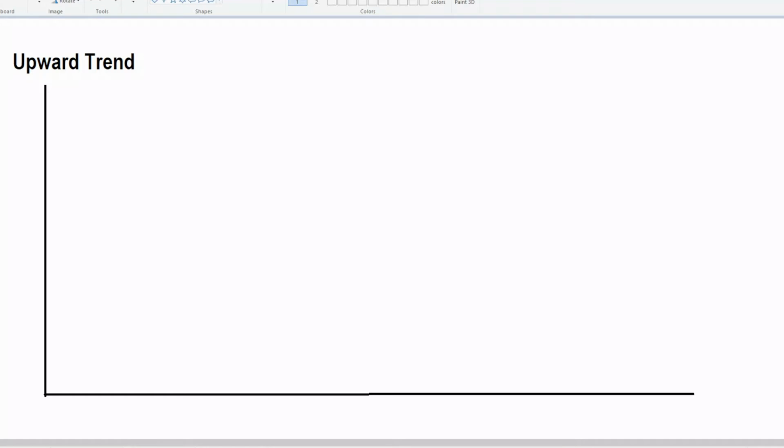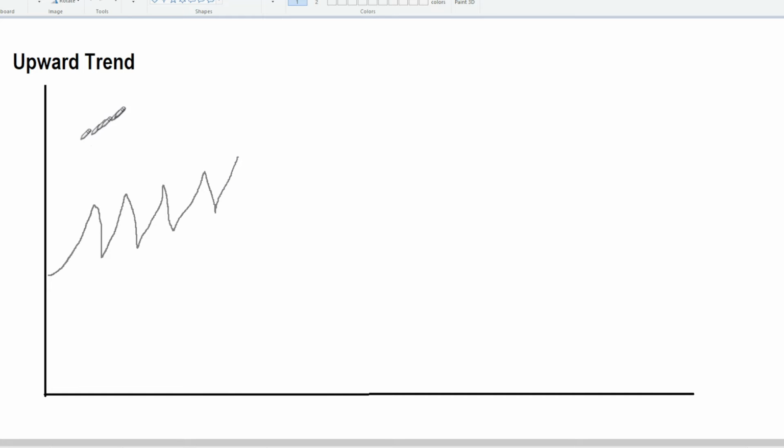Here is a very simplistic view of an upward trend. It starts to go down, but it doesn't go down as far as the previous low. Then it comes up a little bit higher than the previous high. So this is like an elementary textbook upward trend.